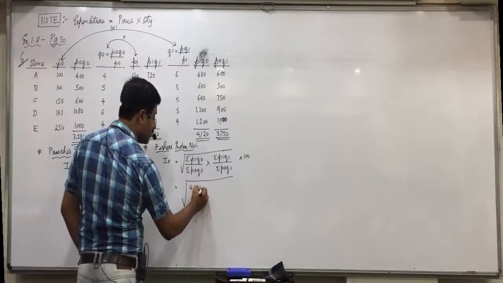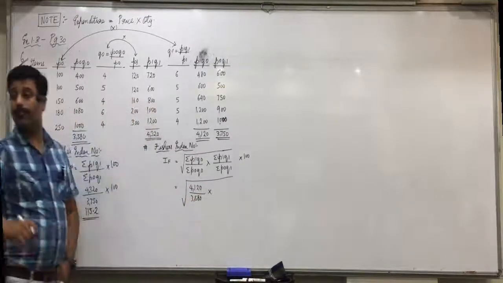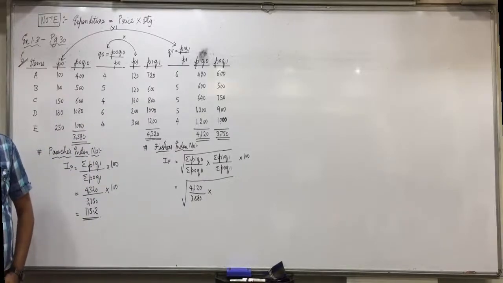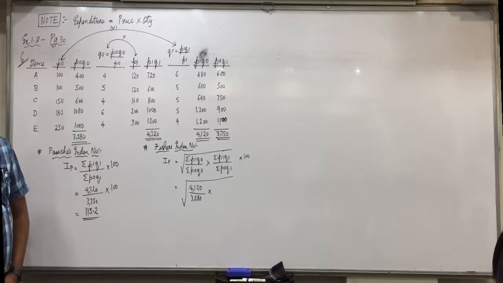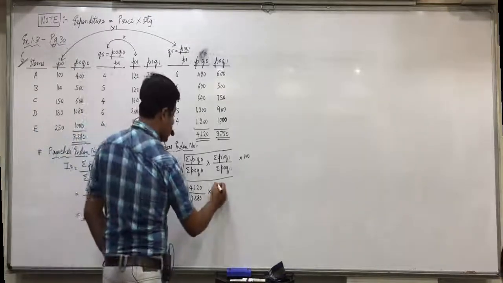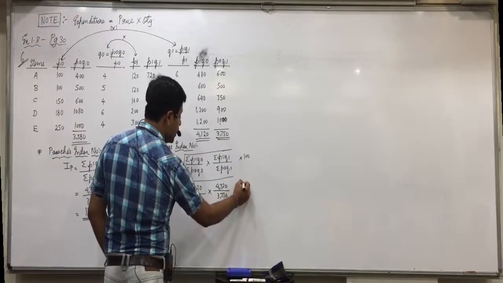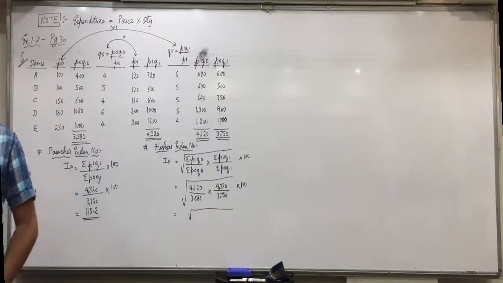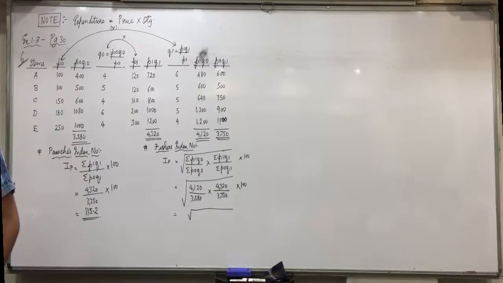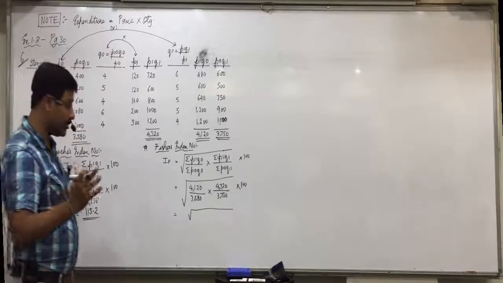4120 by 3580. Tell me the complete formula first. 4320 by 3750, 3750 into 100. Now listen carefully. Take 4 decimals. All will take 4 decimals. Until the final answer, everything in 4 decimals. Final will automatically come in 2 decimals.